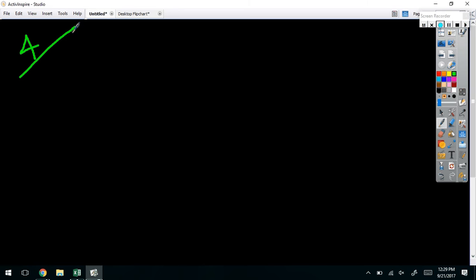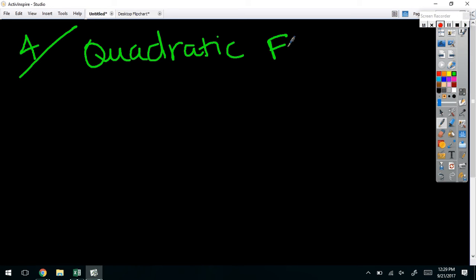This one is quadratic form. Yesterday we got through sum of 2 cubes, difference of 2 cubes, and grouping, right? Is that it? Okay. So this one is what we're going to call quadratic form. So we talked a lot, whenever we were factoring quadratics, about how we factor them.